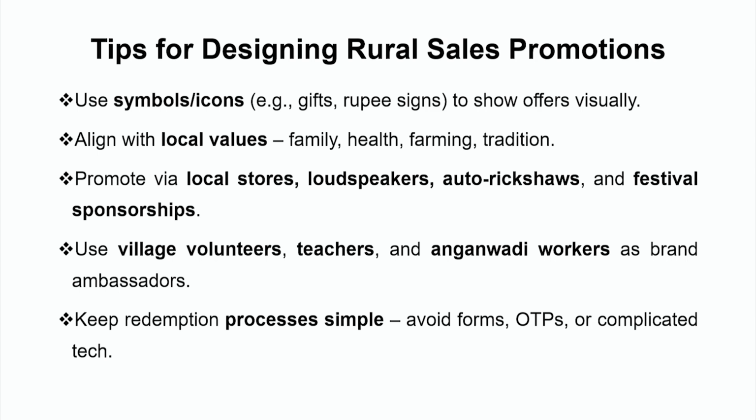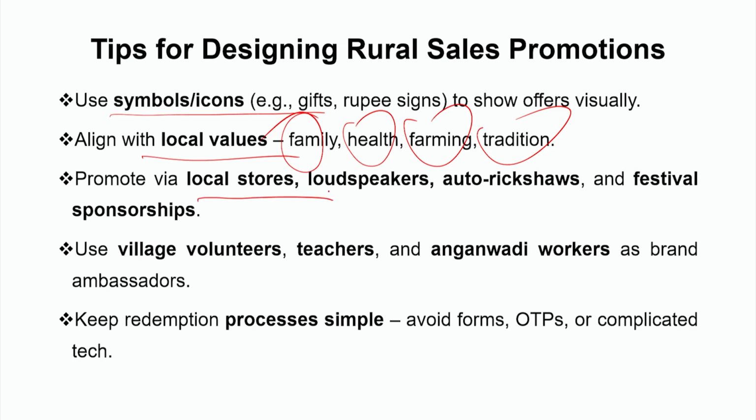The tips for designing rural sales promotion: we can easily use symbols and icons, for example gifts and the rupee sign, to show how it is going to be visualized. Second, we can align with local values, that is, family, health, farming and tradition. We can show and demonstrate that. We can promote via local stores, loudspeakers, auto rickshaws, which we have talked about, and festival sponsorship. You might see different kinds of hoardings and banners in the pandals and in the haats and melas. We can use that to promote.